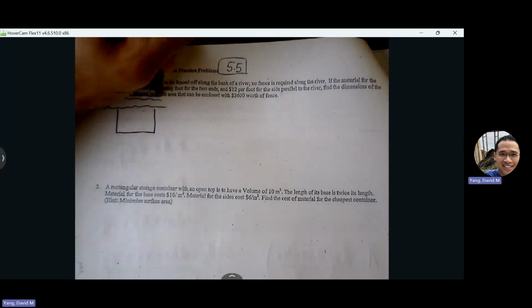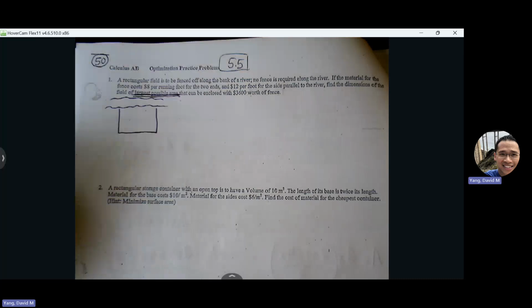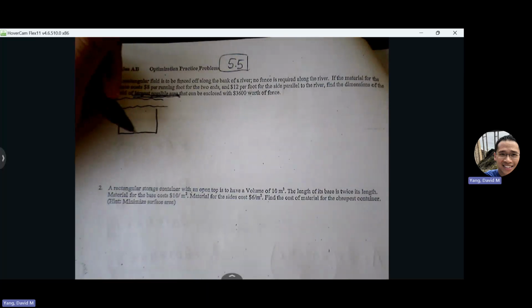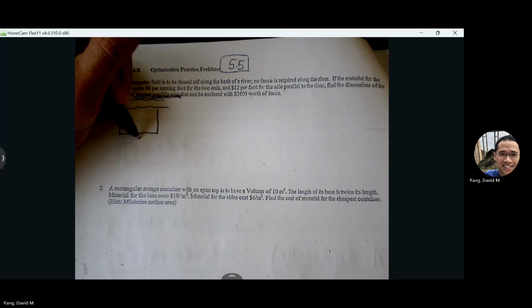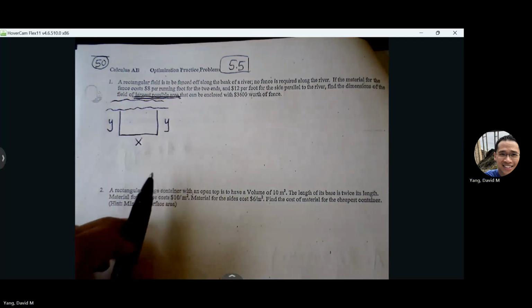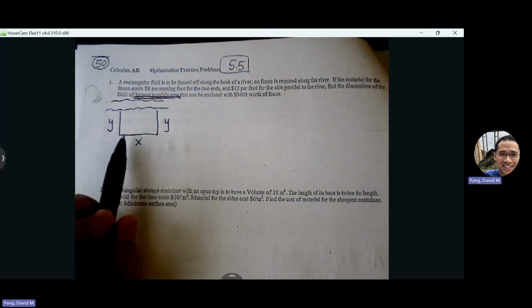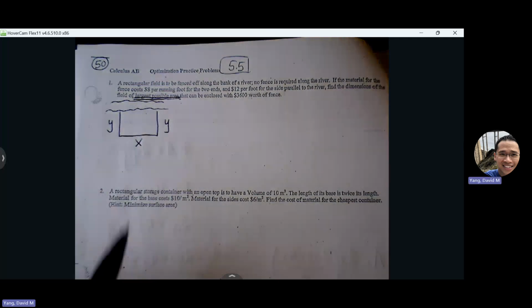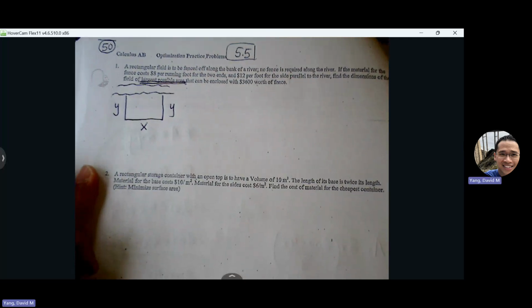So this is our goal here. We're trying to find the area enclosed with $3,600 worth of fencing. So I'm just going to assign this to be X. It's a rectangular field, rectangular region. So I know that these can be the same. But if you did X here and Y, that's fine. I'm just going to do my horizontal as X and my vertical as Y.